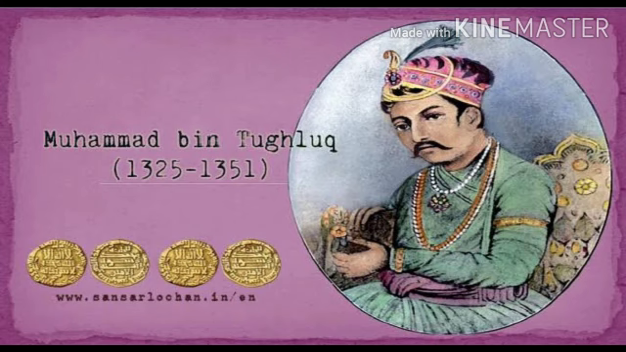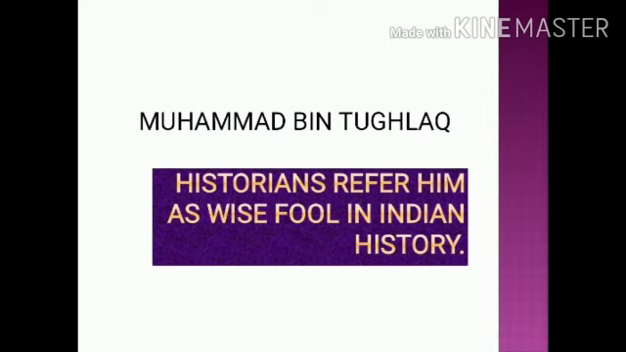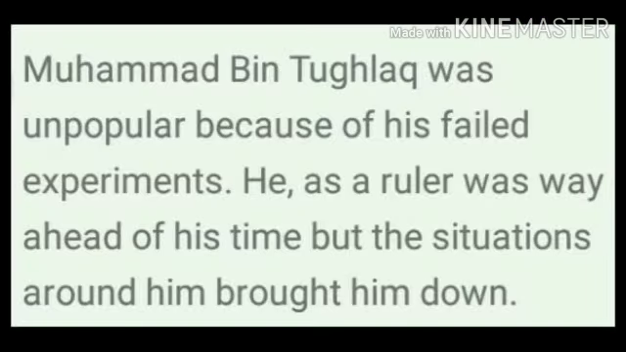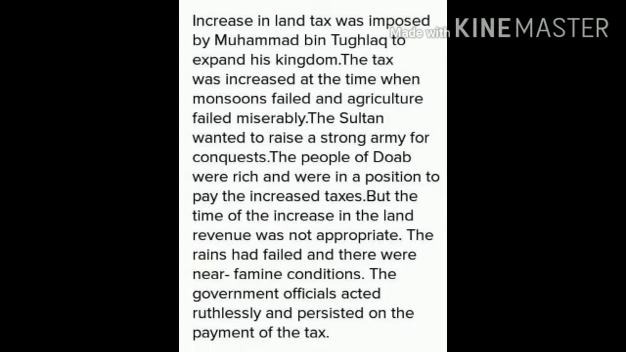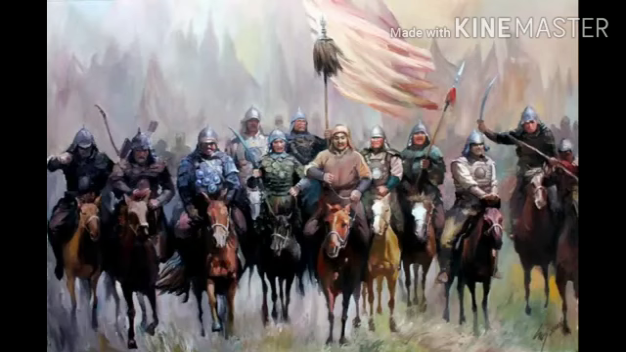In spite of all his credentials, he is referred to as the wise fool in Indian history because he undertook numerous administrative reforms and most of them failed due to the lack of plan and judgment. Muhammad bin Tughlaq wanted to expand his territory. For that matter, he maintained a huge army. For the maintenance of the huge army, he ordered his subjects to pay more taxes.